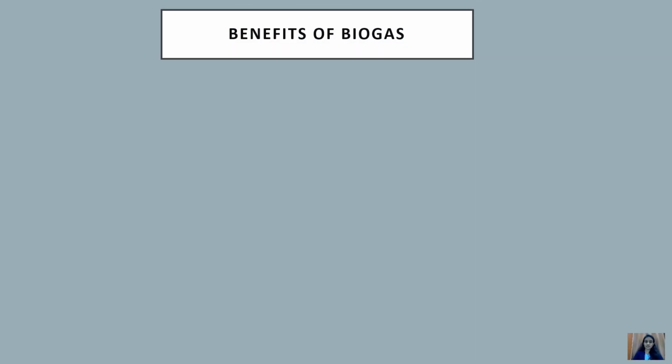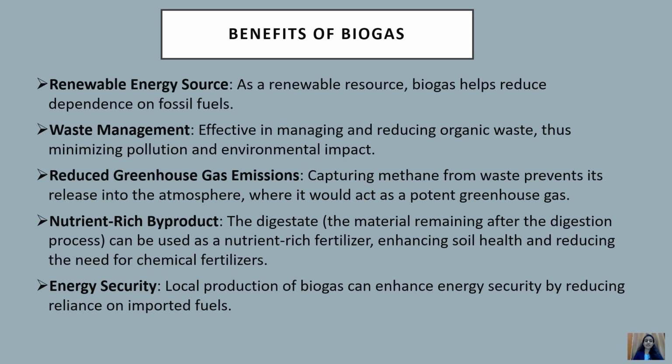In the previous slides, we learned about the concept of biogas and how the production of biogas happens. Now, in this slide, we will discuss the benefits of biogas, and these include the renewable energy source, waste management, reduced greenhouse gas emissions, nutrient-rich byproduct, and energy security. So coming to the renewable energy source, as a renewable source, biogas helps to reduce the dependence on fossil fuels. We usually depend upon fossil fuels, and with the help of this renewable energy source, biogas helps to reduce the dependence on these fossil fuels.